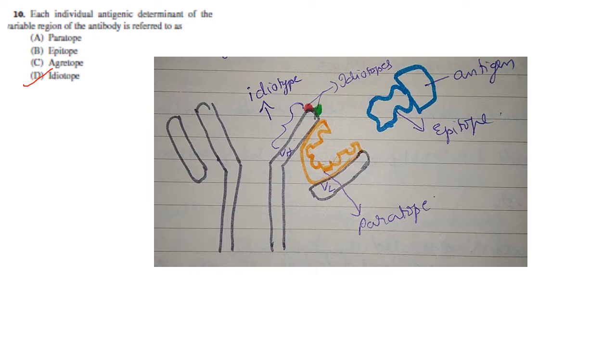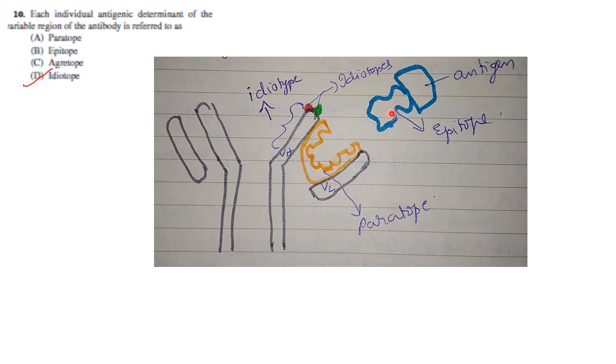Then next one. Each individual antigenic determinant of the variable region of an antibody is referred to as. The first option is paratope. Paratope is the part of an antibody which recognizes and binds to the antigen. Then epitope, also called antigenic determinant, is a portion of the antigen that is capable of stimulating an immune response. This is the epitope of an antigen.